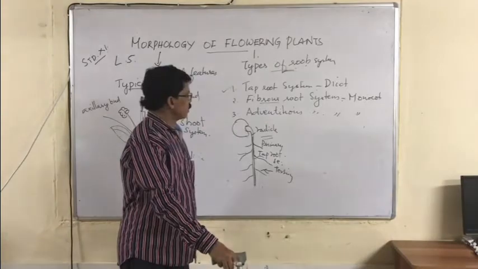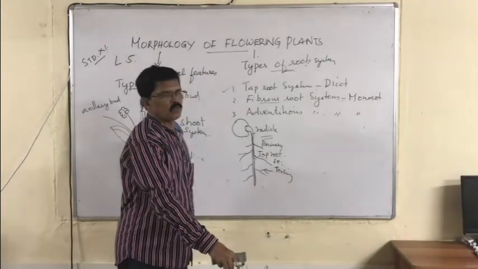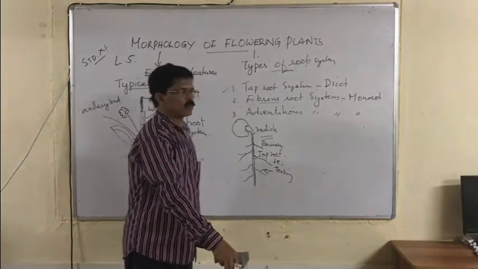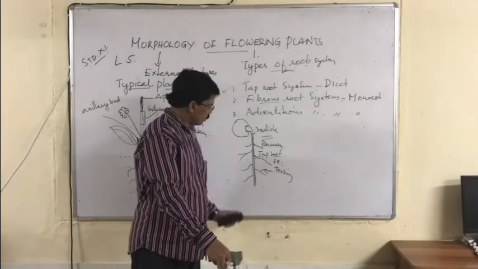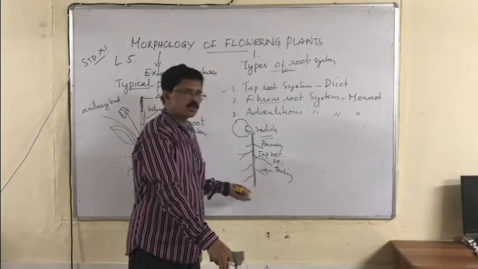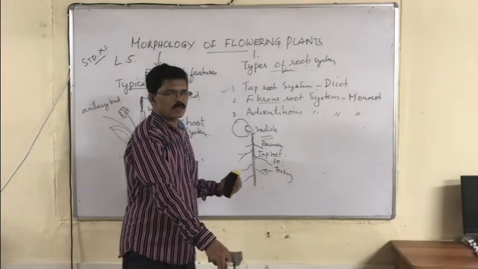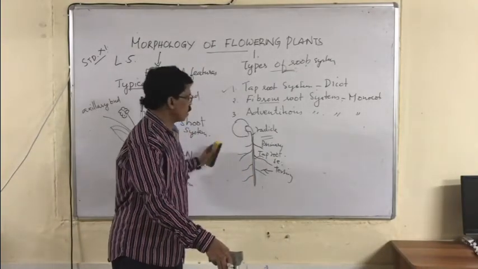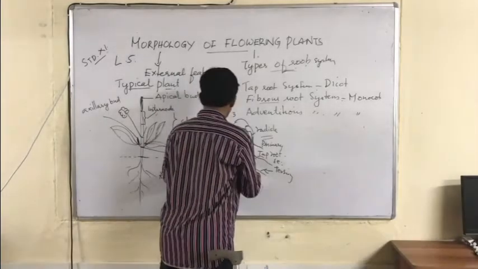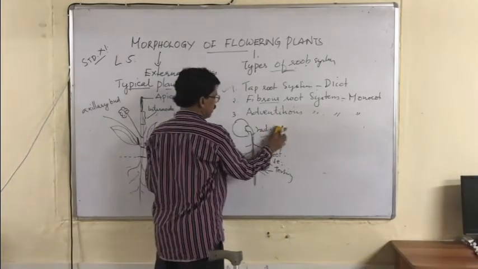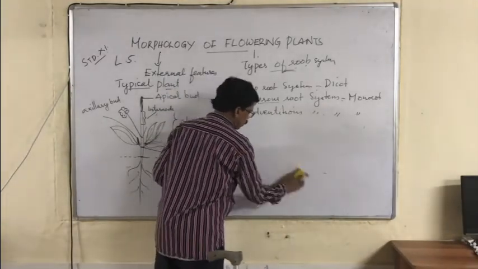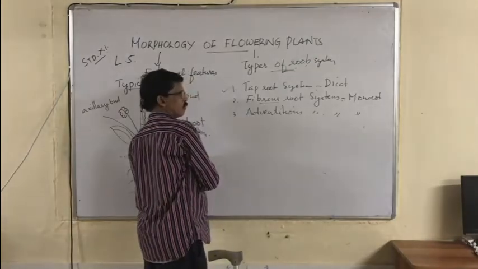So we can understand that the taproot system consists of the primary root or main root, which we call the taproot, then its branches, secondary roots, and again their branches, tertiary roots. All these, the main root and its branches, together form the taproot system. Okay? It is formed from the radicle.